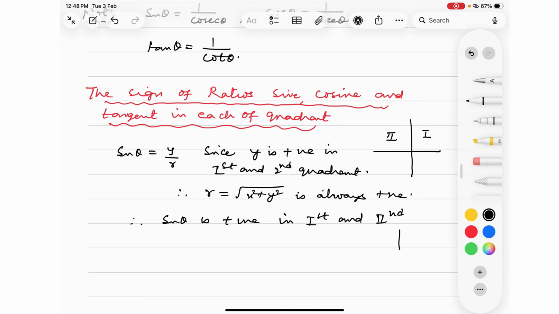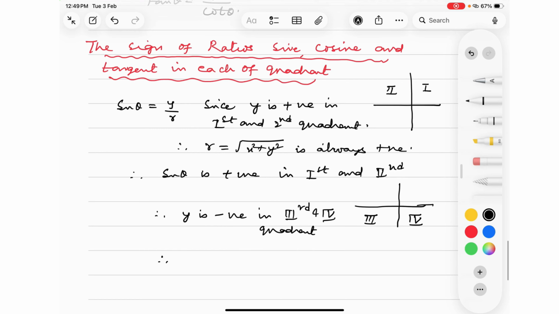Now we also know that this is your third quadrant, this is your fourth quadrant. So in the third and fourth quadrant, as we have already discussed, y is negative. Therefore, sine theta, which is equal to y by r, is negative in the third and fourth quadrant.